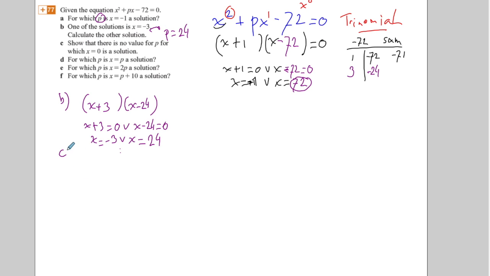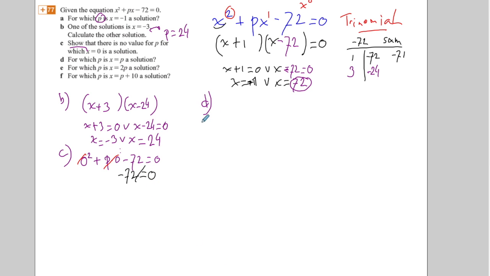Okay, C, show. The only question is show that there is no value for p for which x equals 0 is a solution. Well, let's just fill in a 0. 0 squared plus p times 0 minus 72 equals 0. Well, 0 squared is 0, p times 0 is 0, so what's left in the end is minus 72 equals 0. And this is impossible, because minus 72 or even plus 72 can never be 0. So it's impossible to have a solution for this one.